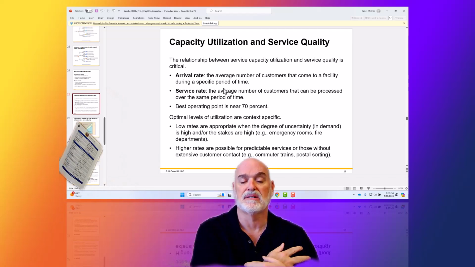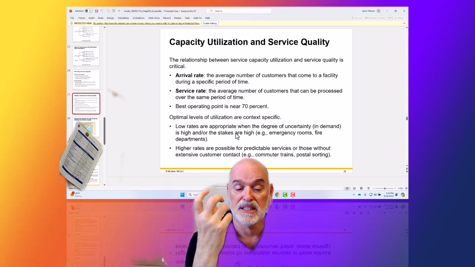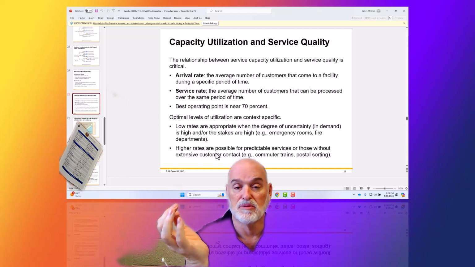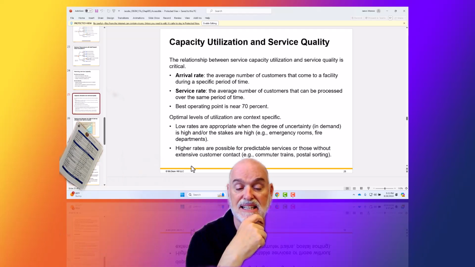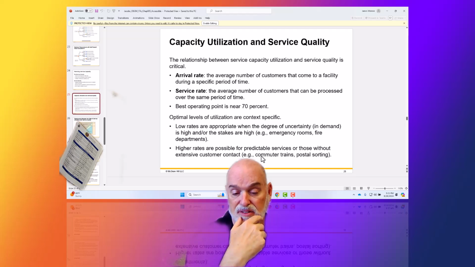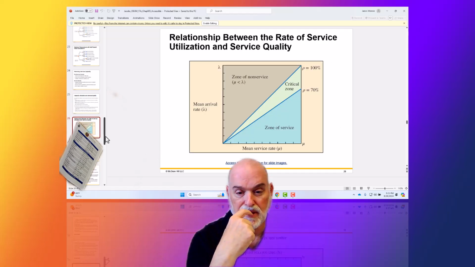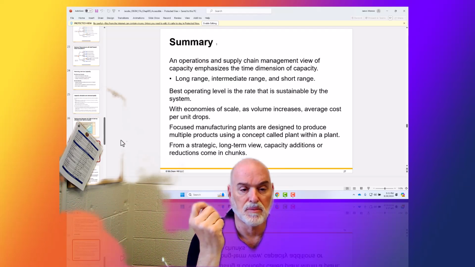What do we mean by that? Well, low rates are appropriate when the degree of uncertainty in demand is high and the stakes are high. Emergency room, fire department, etc. Higher rates are possible for predictable services or those without extensive customer contact, for instance, commuter trains or postal sorting. I'm going to skip this one, and then I'm just going to summarize what we have.